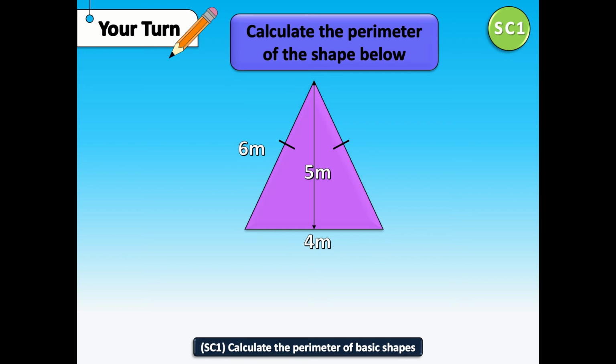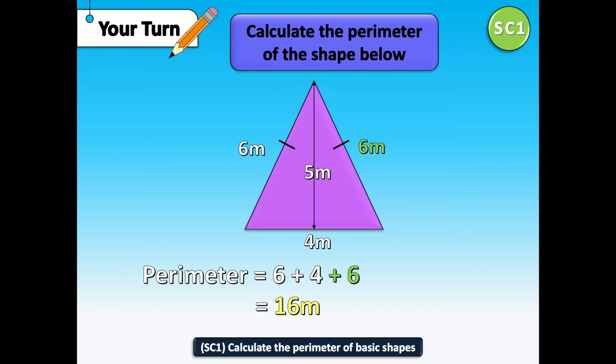So for this question, you need to make sure you add up all of the sides. So we need to make sure we include that side as well, that's 6 meters. So it's 6 plus 4 plus 6, which is 16 meters.